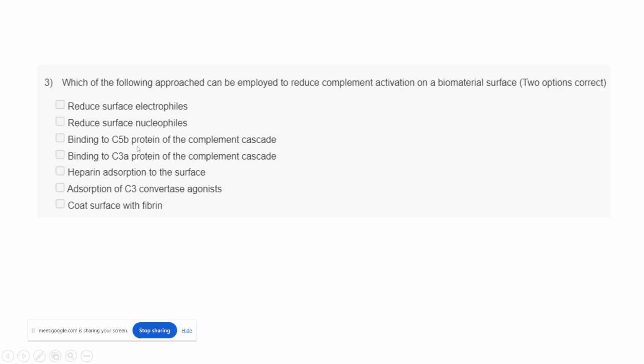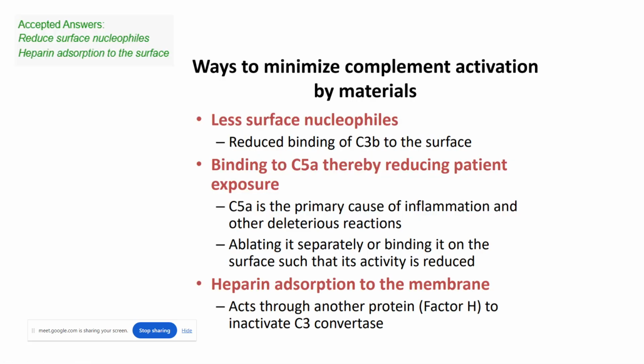The binding of C5b protein to the complement cascade looks similar, but it's binding of C5a. So these are the three main pathways to minimize the complement activation. First, the reduction of the surface nucleophiles basically reduces binding of C3b to the surface, and then binding of C5a reduces patient exposure. C5a is the primary cause of inflammation, and if you can bind C5a to something else or ablate it separately, it will reduce the further inflammation and activation of other pathways.